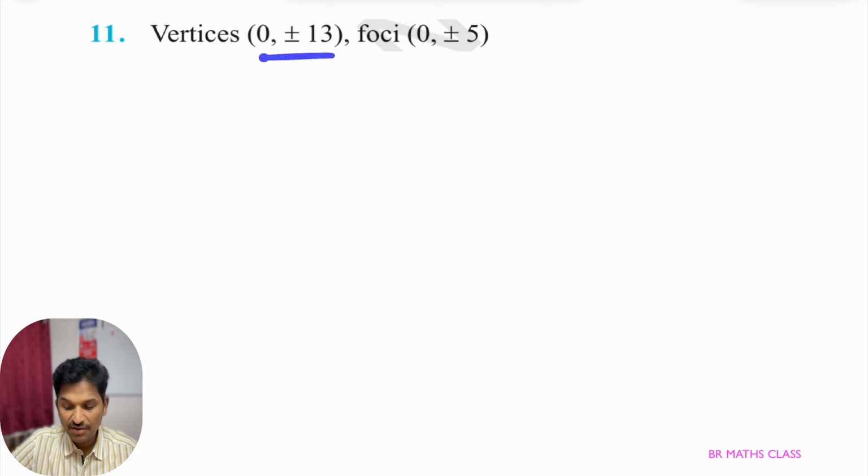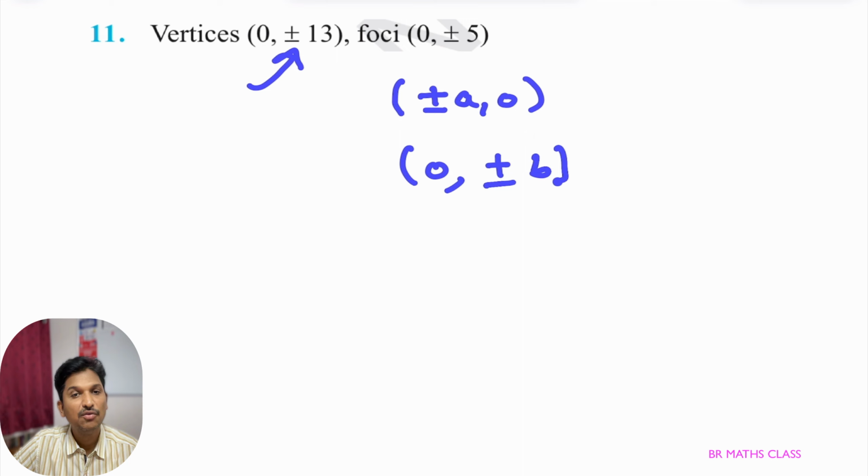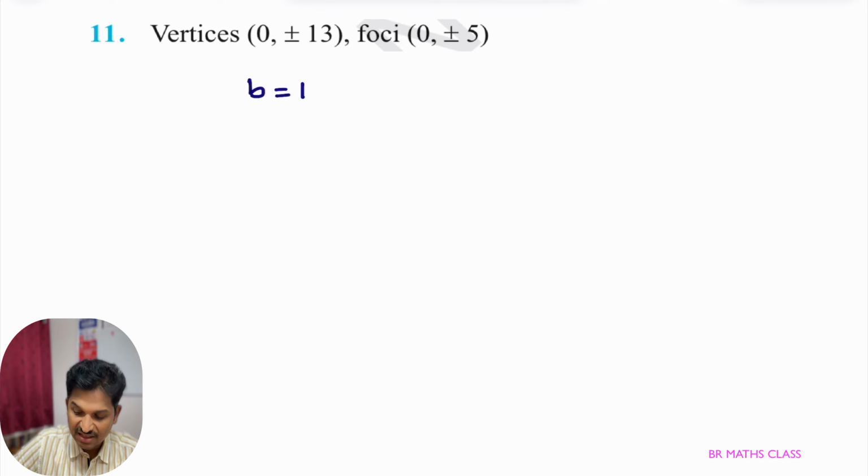Now you see this 11th question. Vertices and foci are given, and you need to find the equation of the ellipse. If you want to find the equation of an ellipse, you need two things: one is the a value, another is the b value. Here, for vertices we have two formulas. One is plus or minus a comma 0. The second type of vertices formula is 0 comma plus or minus b. When you compare the given data with this, we can easily understand that this is in this form, right? So we can easily say that the b value is 13. So in this, b is 13.